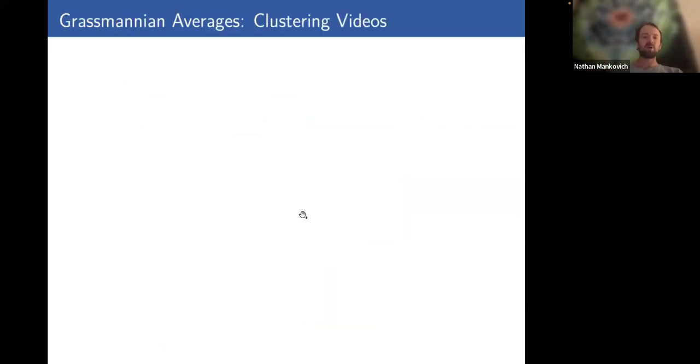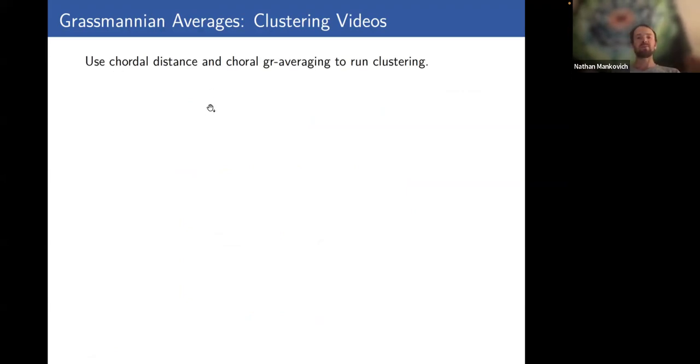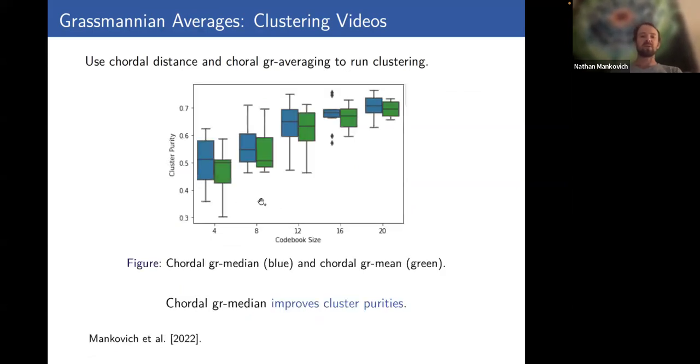So anyways, here's a small result that we had. The idea is we're going to do clustering. We're using chordal distance to compute distance between these subspaces. Then we use averaging to run the clustering. And we get something that looks like this, at least with this data set. I was comparing the median of subspaces to the mean of subspaces, and the median gives you slightly higher cluster purities. We had another experiment with different data sets where we compared to other subspace averaging methods as well, including the canonical mean on the Grassmannian.